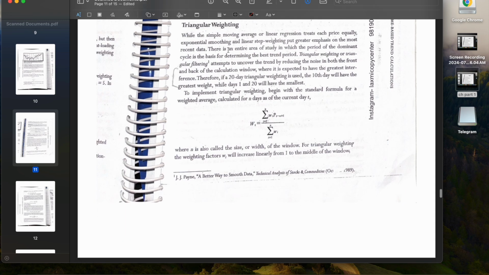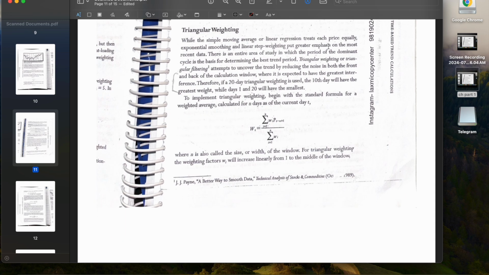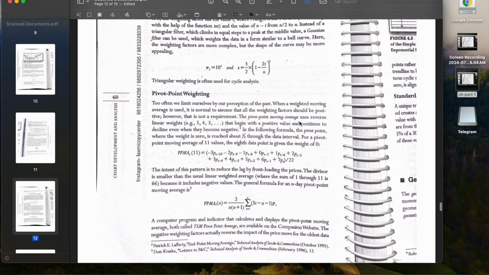Again, okay, we have the triangular weighting. So the triangular moving average is also something which we've seen previously. What really happens in triangular weighting is that it attempts to uncover the trend by reducing the noise in both the front as well as the back of the calculation. So the front of the data and the back of the data, both of them are evened out in the moving average. You need to keep that in mind.